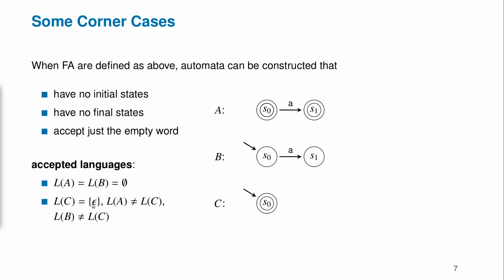It contains one element, the element epsilon, and this is different to the empty set that we have for the language of A and for the language of B. So there is a difference if I have nothing in my language, or if I have this one element, which is the empty string, in my language.